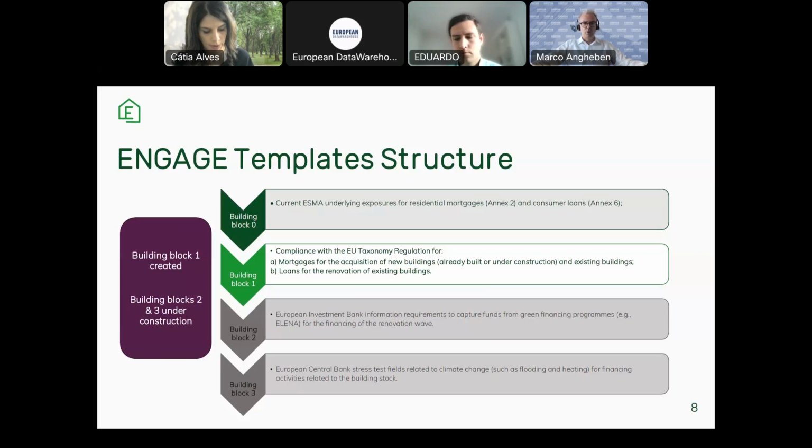In the future, we will also be integrating some of the disclosure requirements that are necessary, for example, to capture green financing programs, the likes of the European Investment Bank and European Investment Fund, ELENA, that are part of the renovation wave. And last but not least, we also consider stress test fields of the European Central Bank related to climate change, for example, flooding and heating.